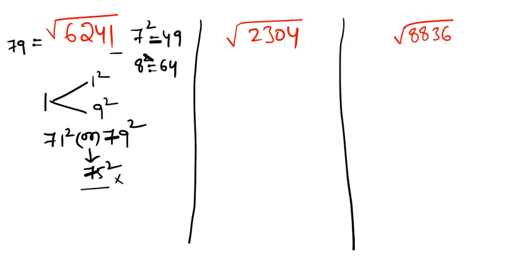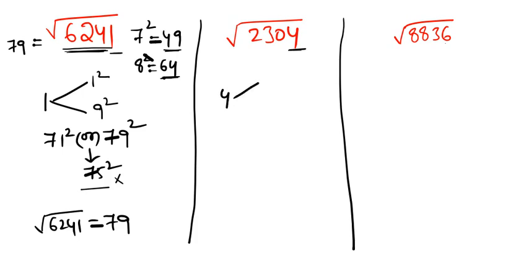Why? Because 7 square equals 49 and 8 square equals 64. The given value is nearby 64, in the sense root of 6241 equals 79. And one more question, where the unit digit ends with 4.